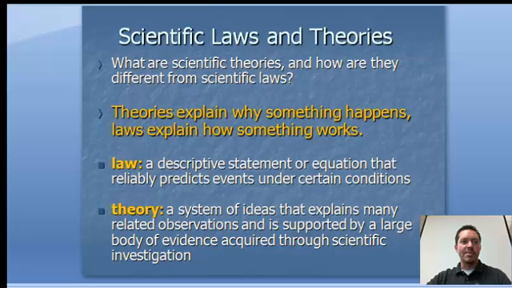The next slide is an important topic, to differentiate between scientific theories and scientific laws. So in general, theories explain why something happens, and laws explain how that something works. So again, we can define a law as a descriptive statement or equation that reliably predicts events under certain conditions. Whereas a theory is a system of ideas that explains many related observations and is supported by a large body of evidence acquired through scientific investigation. Another note we might put in here are hypotheses, which are just an if-then statement when we're trying to figure out if X is a result of Y.